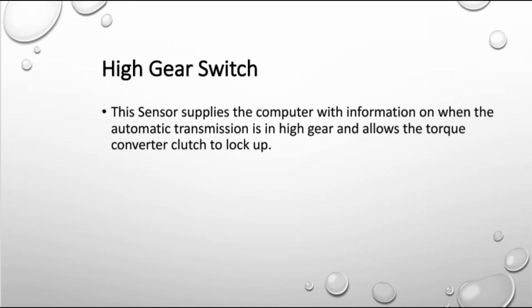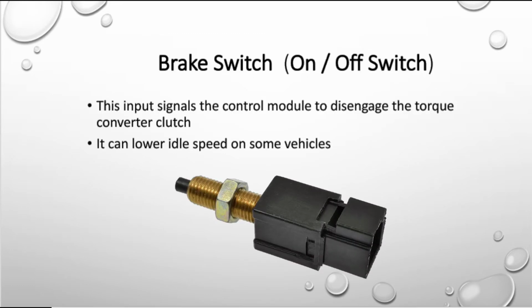High gear switch. This sensor supplies the computer with the information on when the automatic transmission is in high gear and allows the torque converter clutch to lock up. Brake switch, which is an on/off switch. This input signals the control module to disengage the torque converter clutch. It can also lower idle speed on some vehicles. The brake switch will also disengage the cruise control.